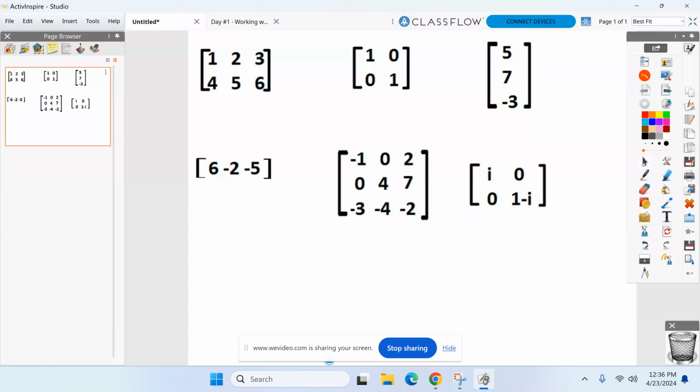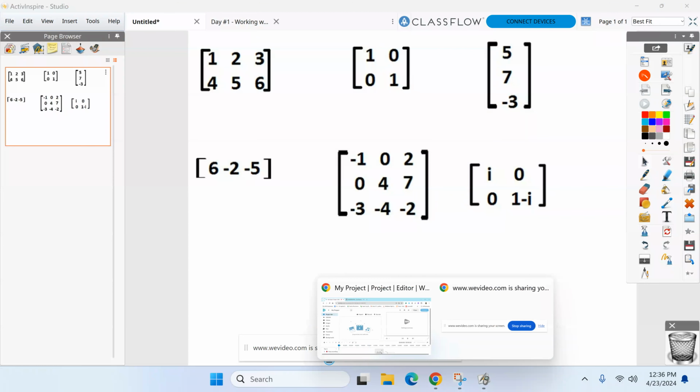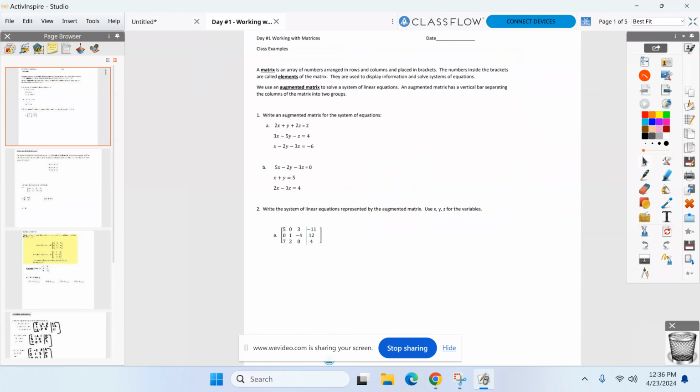I'm going to start you off real easy today. One is how to write a matrix by yourself, and then two, how to determine what size it is. How big are the matrices? Because we can have as many numbers as we want in those rows and columns. You guys are probably used to this.